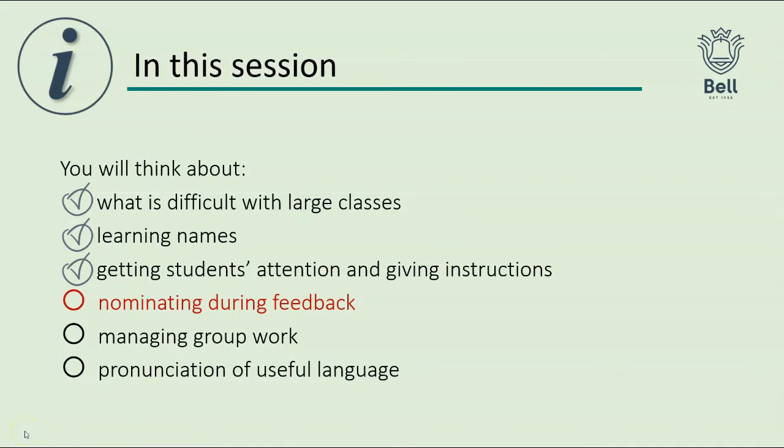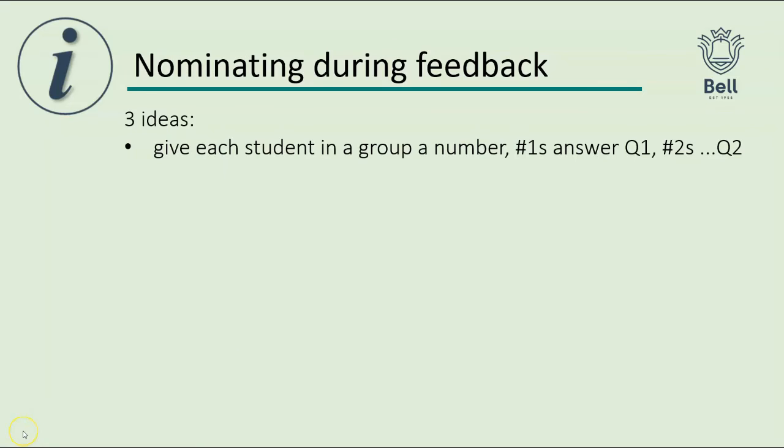The next focus is, after a task, in the feedback, how you choose who will answer. How do you nominate? When you have 50 students, how can you try to include more than just a few? You don't want just the most confident all the time, so how to give quiet ones a chance?